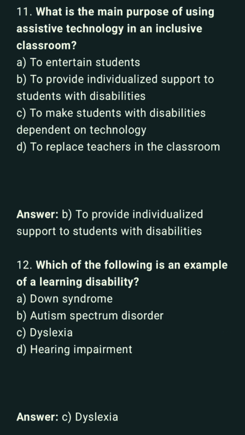Number 4, what is the main purpose of using assistive technology in an inclusive classroom? The answer is B, to provide individualized support to students with disabilities.